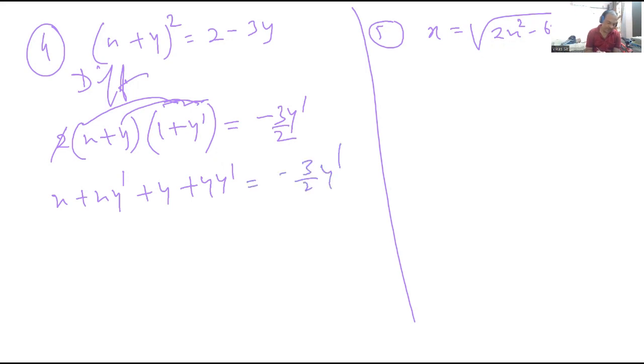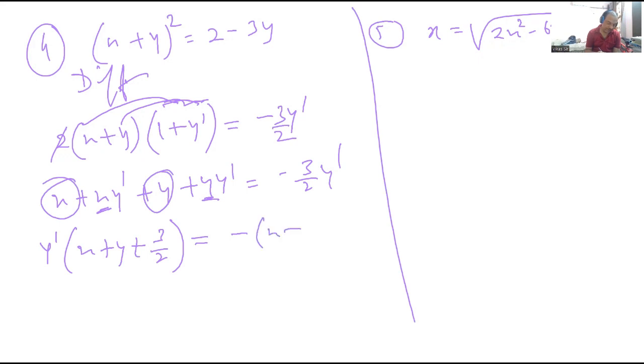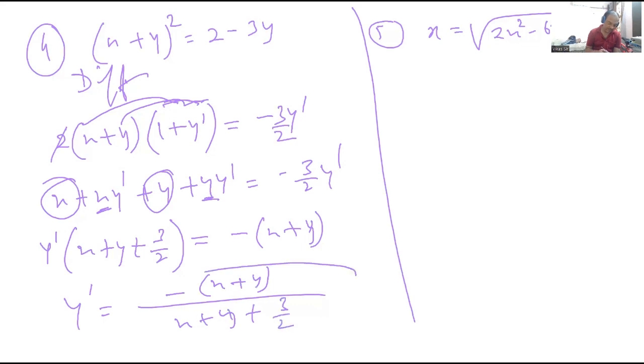dash. I have to bring y dash onto the LHS and take it common. Therefore, I will be having y dash. From here, this is x. From here, this is y. And from this, it will give you plus 3 over 2. And in the RHS, these two will go to the RHS. I will be having minus (x plus y). Now the answer will be y dash is equal to minus (x plus y) whole over (x plus y plus 3 over 2). Okay, these are the simple questions which you can do.